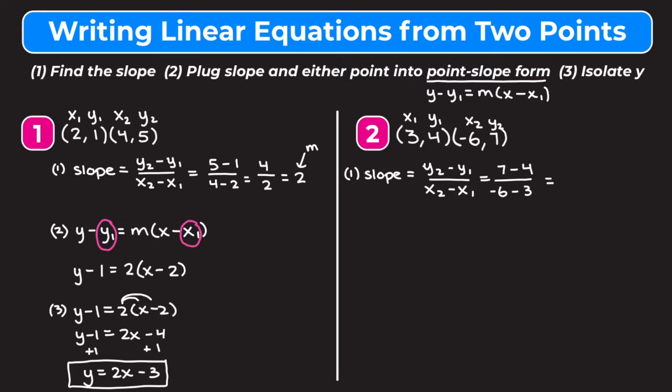We're going to simplify. 7 minus 4 is 3. Negative 6 minus 3 is negative 9. And 3 over negative 9 simplifies to negative 1/3. So that is our slope, or our m value.